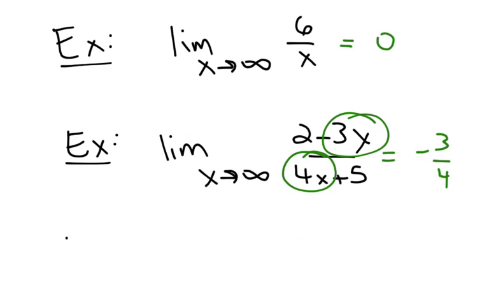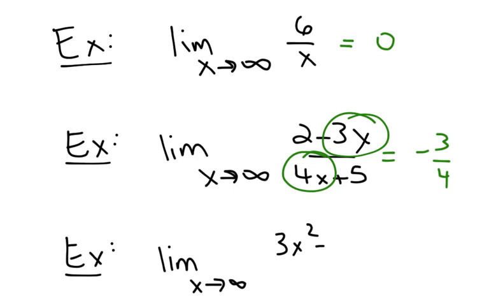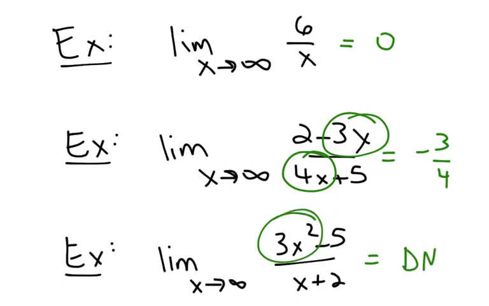What happens, though, if I give you this problem? The limit as x approaches infinity of (3x squared minus 5) over (x plus 2). I want you to notice that the biggest exponent of x is in the numerator. When that happens, there is no limit. Unless you are looking at a one-sided limit rather than a two-sided limit.